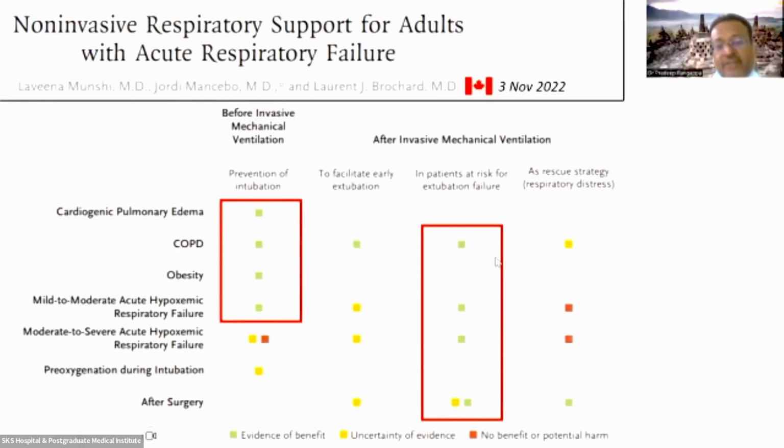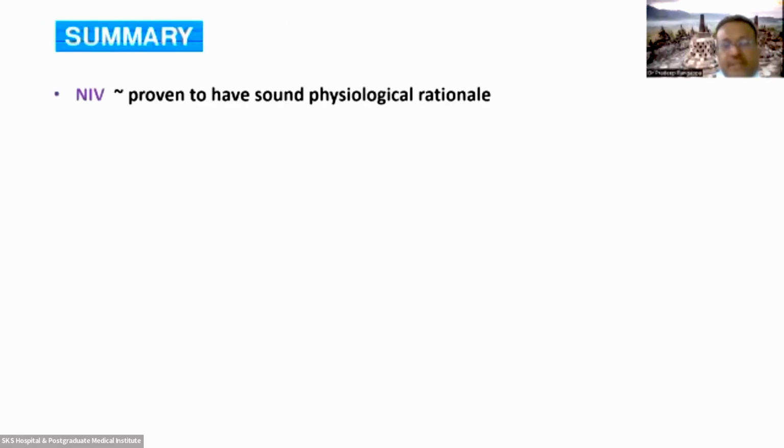And to that effect, there is a strong recommendation that even after extubating the patient with COPD, one can give a trial of non-invasive ventilation, extubating to NIV, to prevent reintubation in patients at risk for extubation failure. This is something very important that came out of this article. So all in all, NIV is the way to go. Even before intubation, give a trial. Post extubation, to prevent failure of extubation, they can be bridged with NIV support and then weaned off later. So the summary is NIV is proven to have sound physiological rationale.